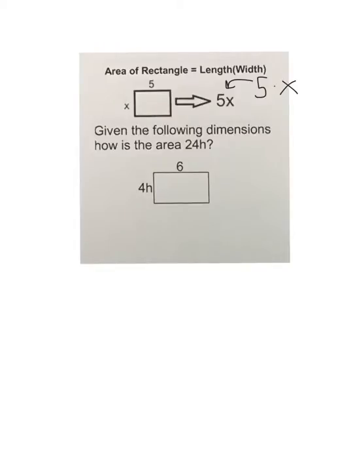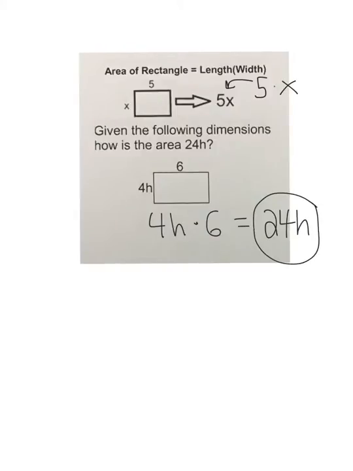So underneath it says, given the following dimensions, how is the area 24h? If you think about this, just like we just did above, we have 4h as our length times 6, which is our width. And when you multiply this, 4 times 6 gives you 24. And we have to bring that h with it. So 24h would be our area here.